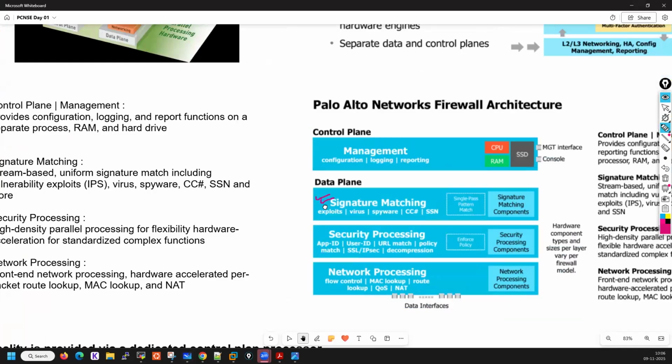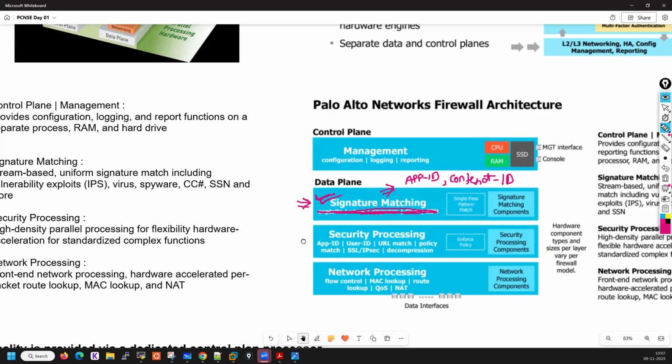Signature match processor. So guys, do not worry about the information that they have written here. The signature match processor is responsible for two tasks: application identification and content ID. These two tasks are performed by the signature match processor or pattern match processor. It is a dedicated hardware chip.